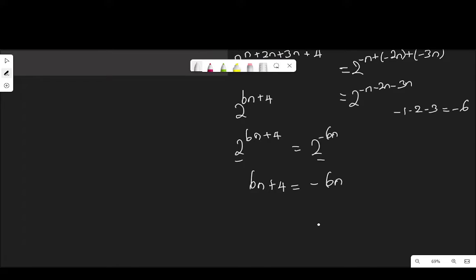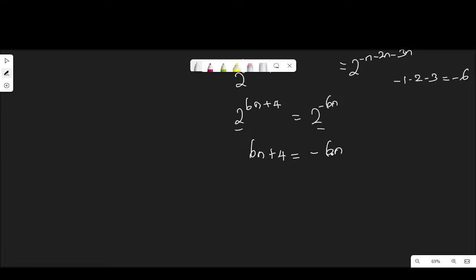Now if we collect like terms, this negative 6n here will cross to the other side. Of course, when negative crosses equality, it becomes positive. So I'll have 6n plus 6n equal to, again, this 4 here. This is positive 4. When it crosses equality, it becomes negative 4. And 6n plus 6n is 12n. So 12n is equal to negative 4.